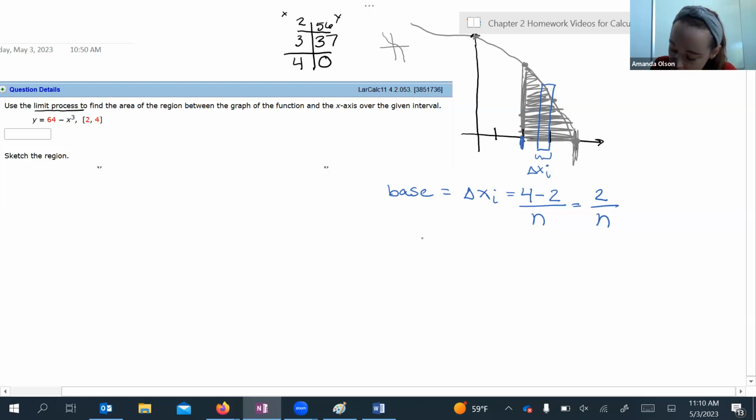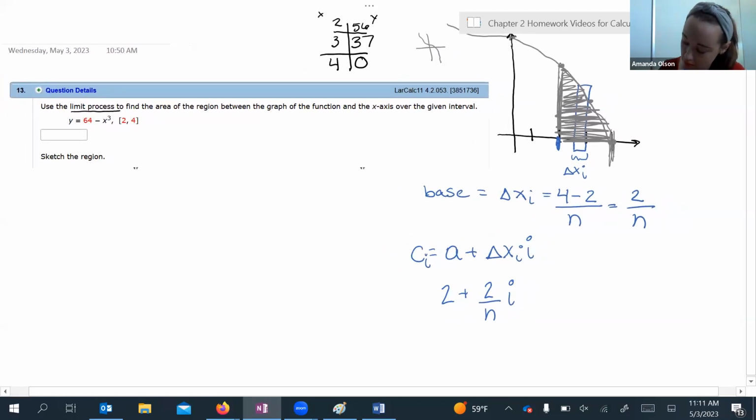We're starting off on the left. And so that's going to start with a plus delta x sub I times I. So in this case, we have 2 plus 2 over n times I. And our height then for our rectangles is going to be my corresponding y value. So that's going to be my f of c sub I.